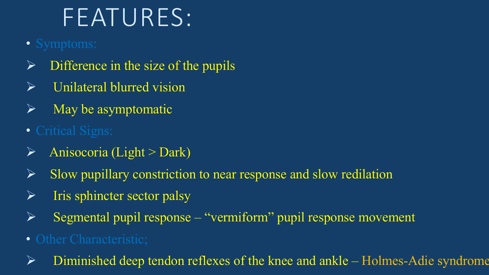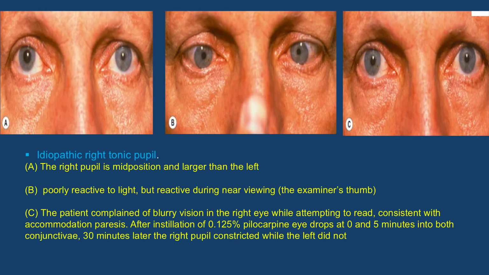Other characteristic, diminished deep tendon reflexes of the knee and ankle, Holmes-Adie syndrome. Idiopathic right tonic pupil. The right pupil is mid-position and larger than the left. It reacts poorly to light but reacts during near viewing of the examiner's thumb. The patient complained of blurry vision in the right eye while attempting to read, consistent with accommodative paresis. After instillation of 0.1 to 0.5% pilocarpine eye drops at 0 and 5 minutes into both conjunctiva, 30 minutes later the right pupil constricted while the left did not.